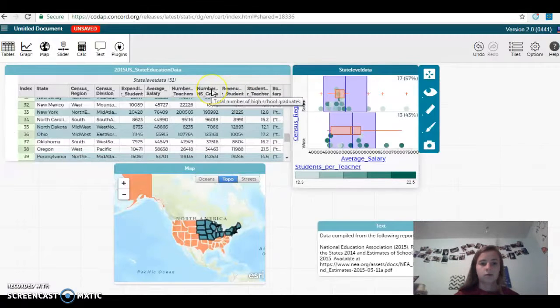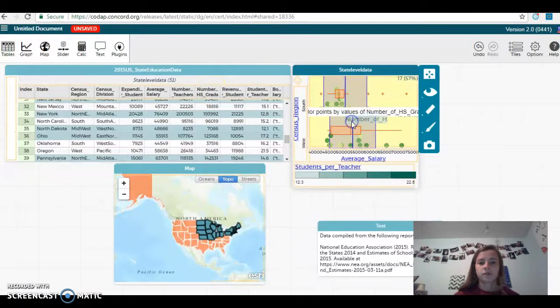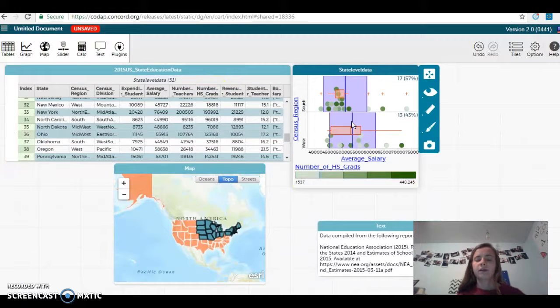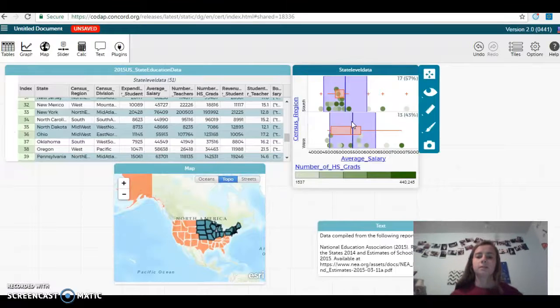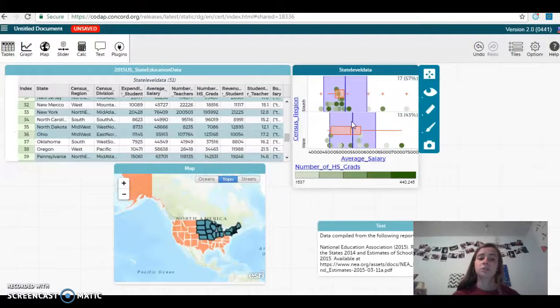You can also drop the number of high school graduates in the center of the graph, and this shows that there are more high school graduates in the South than there is in the West, which is something that we strive for, to have as many high school graduates as we can. So by looking at this, I would still rather teach in the South than in the West.